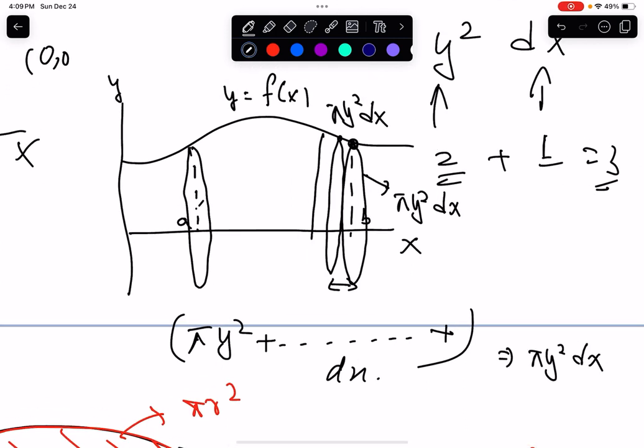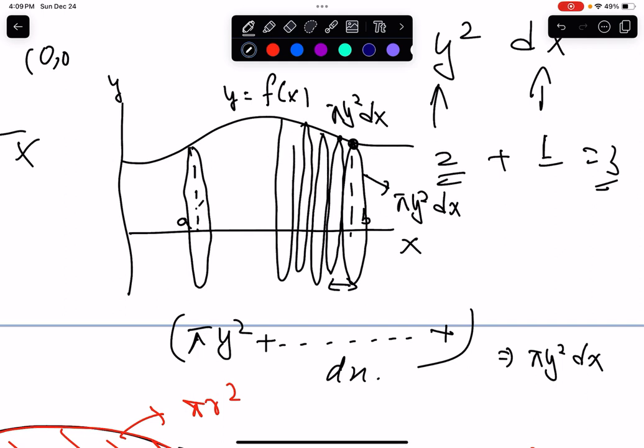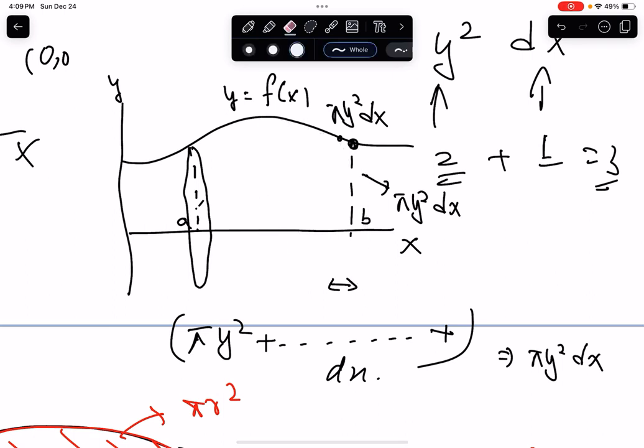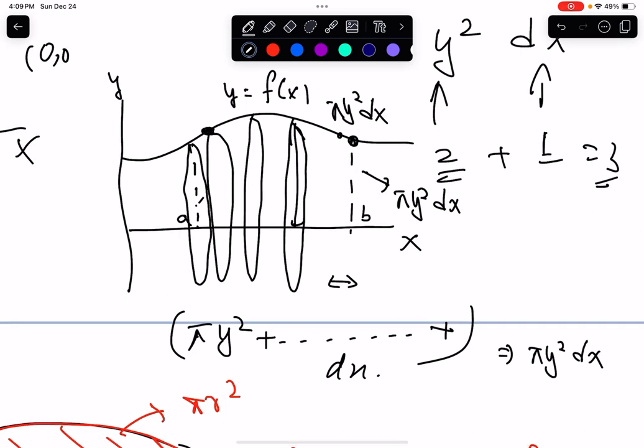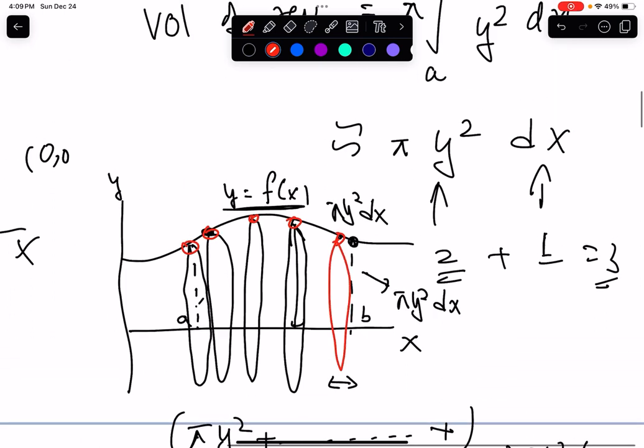Between b and a, you're taking these concentric circles, and you just keep adding the concentric circles with each other. What you can see is that the radius of these circles keeps on fluctuating. Some circles are bigger, some are smaller, because this value of y, which is equal to f of x, is going to keep changing for different circles like these. That's why you would use integration in this case, because the value of y is changing.